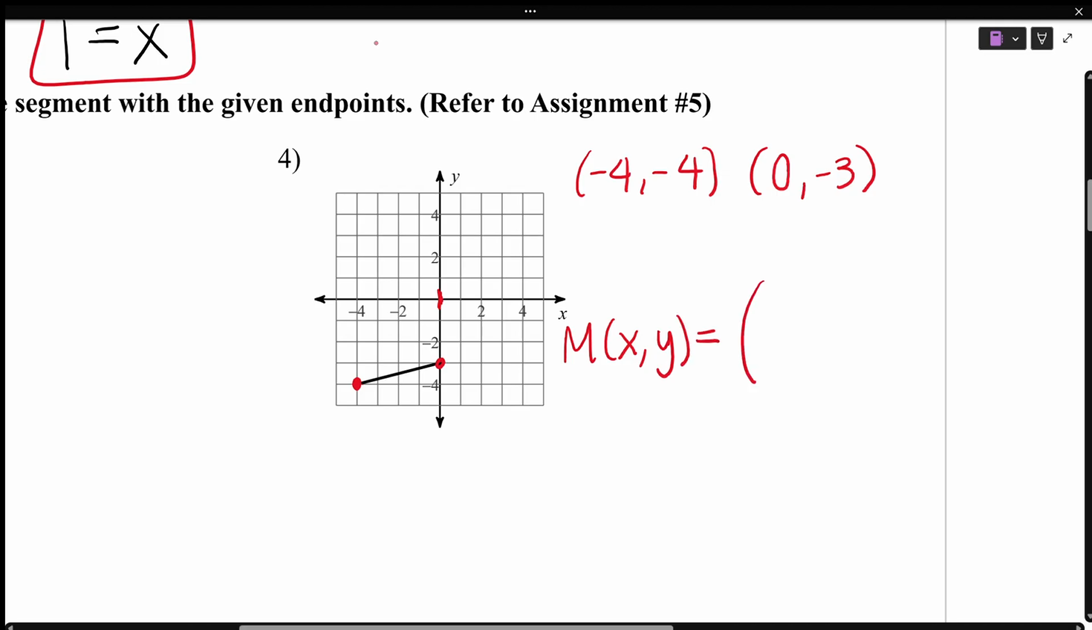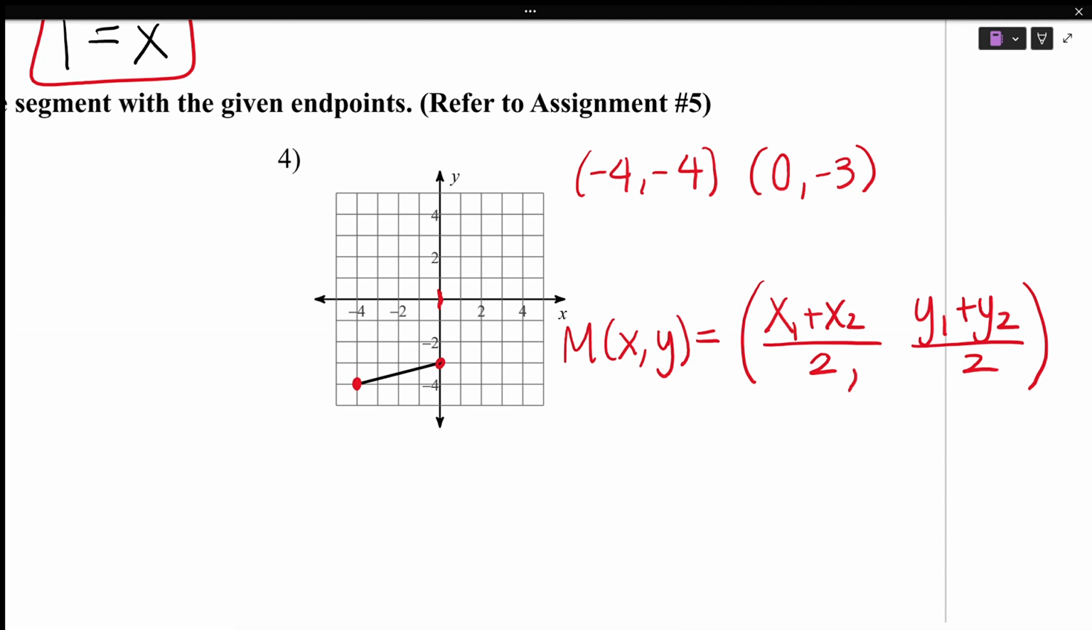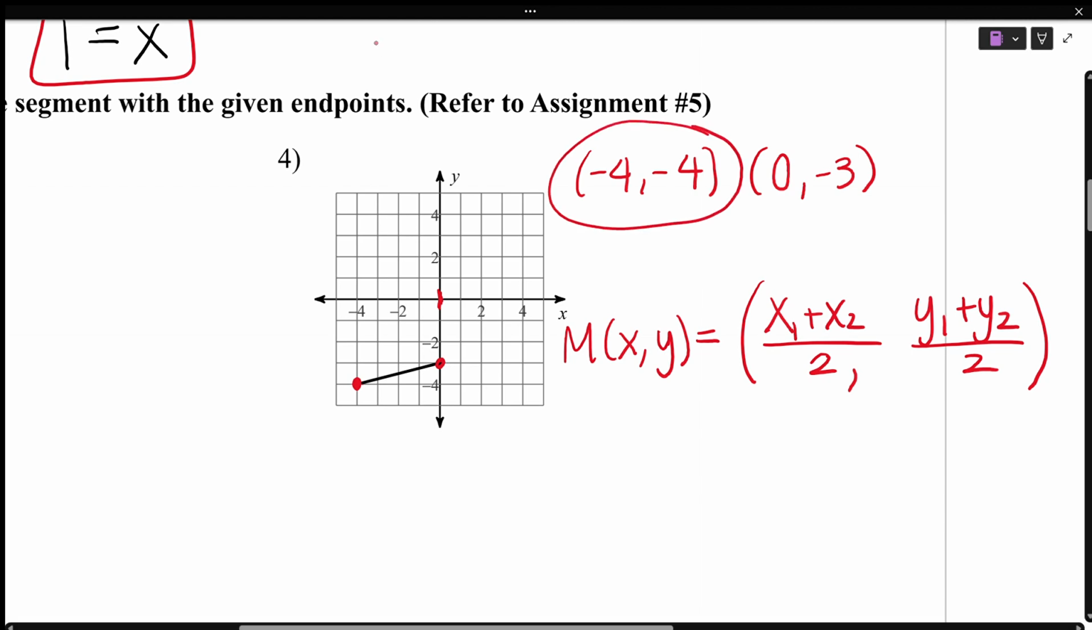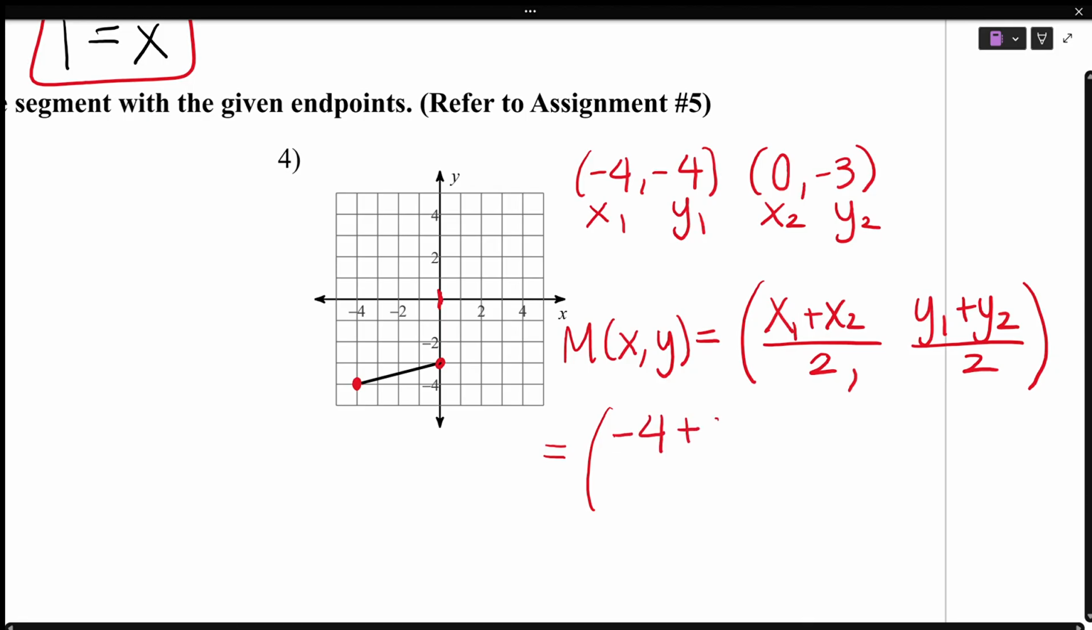The midpoint is at x and y, where x is equal to x1 plus x2 over 2, and y is y1 plus y2 over 2. So we just need to figure out where we are plugging in these numbers. Remember, this is our first point, so it's going to be x1, y1, x2, y2. Let's plug in our numbers. x1 is -4 plus x2 is 0. y1 is -4 plus y2 is -3.